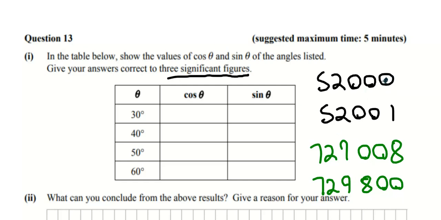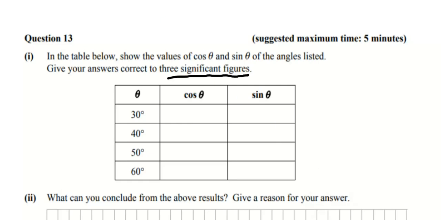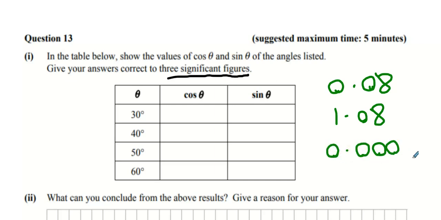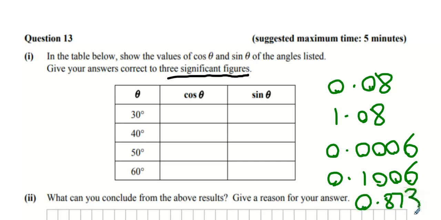Now we're going to do decimals. You ready for this? How many significant figures in 0.08? 1. How many significant figures in 1.08? 3, because it's sandwiched in between. How many significant numbers in the following? 1. How many significant numbers in this one? 4. How many significant numbers in this one? 3. Okay.